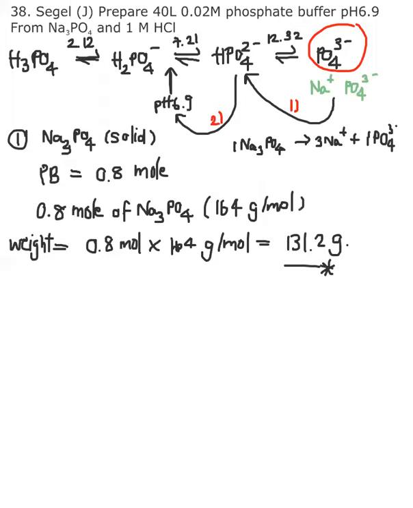I want to explain more why we need 0.8 mole of sodium phosphate here. If you follow this reaction, 1 sodium phosphate will give you 3 sodium ions and 1 phosphate, right? So if we want 0.8 mole of phosphate, it means that it has to come from 0.8 mole of sodium phosphate. That's why we want 0.8 mole of sodium phosphate here.